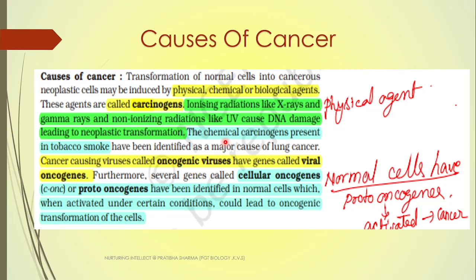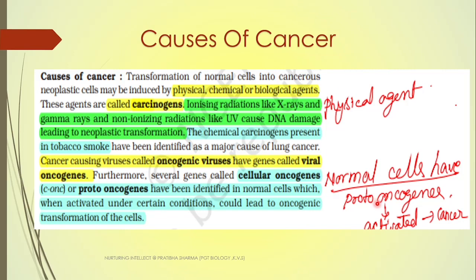Then there are chemical agents. These are the chemical carcinogens like the chemicals present in tobacco, which cause lung cancer, mouth cancer, etc. Then there are biological agents, living organisms which cause cancer. An example of that is human papilloma virus which causes cancer of the uterus.